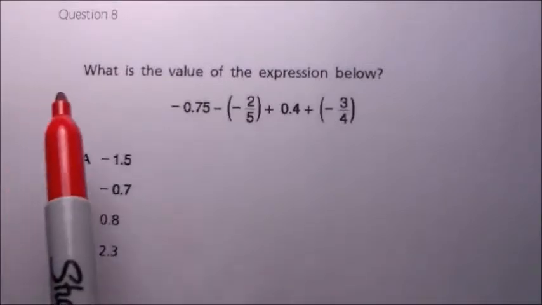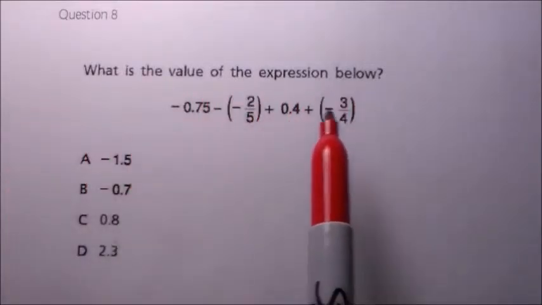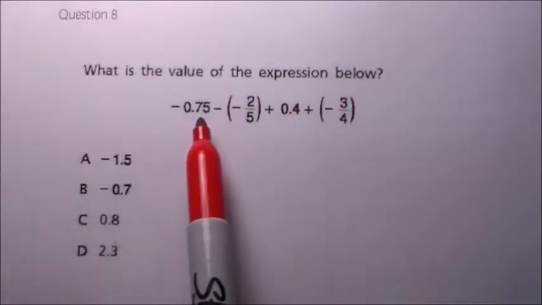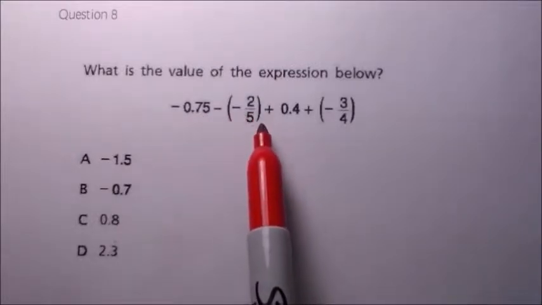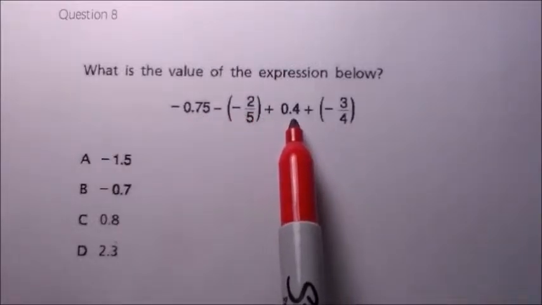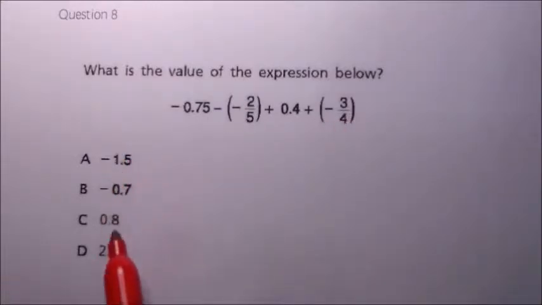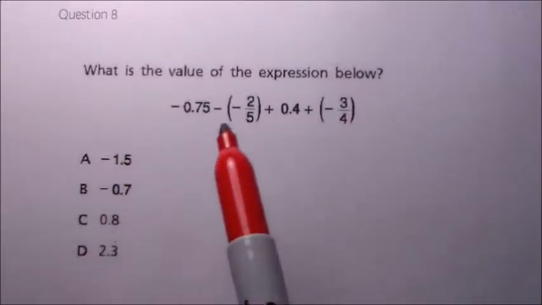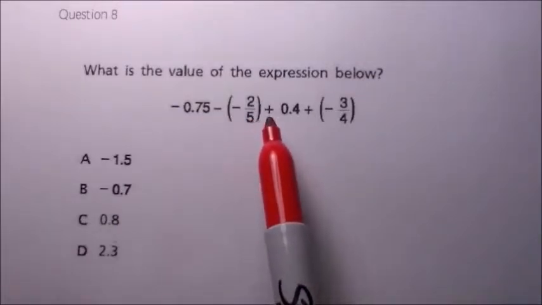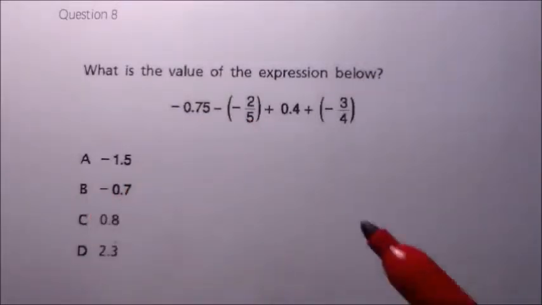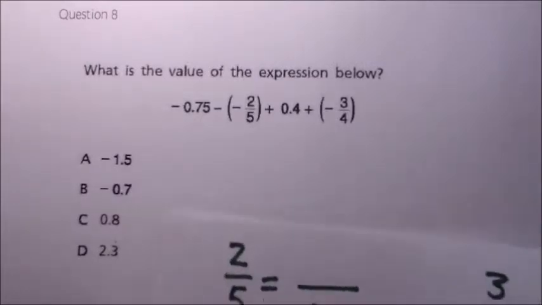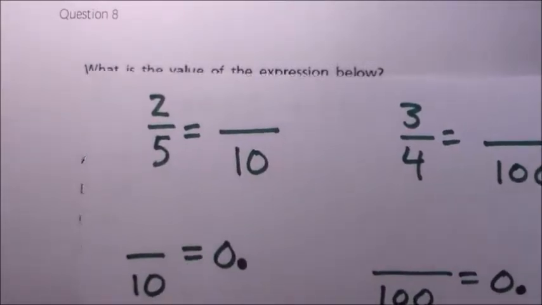But here we are. What is the value of the expression below? Negative 0.75 minus a negative 2/5 plus 0.4 plus negative 3/4. Hey, and your answers are all in decimals. So I have decimals, I have fractions, my answers are in decimals, I should change my fractions to decimals. That's a good first step, and after you do that, it's going to get tougher and tougher, but we can get through this. Okay, so let's do it.